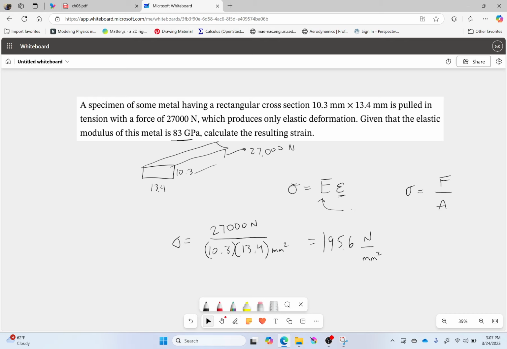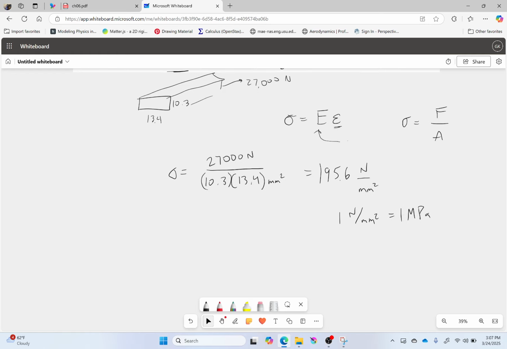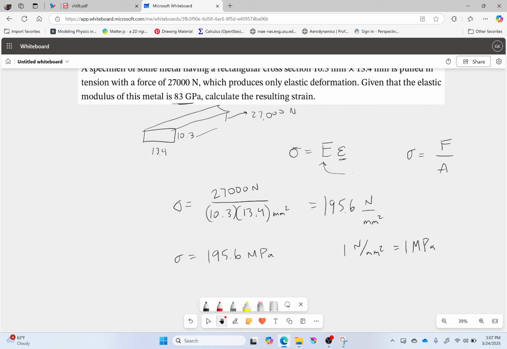Now, that doesn't look very important to you, but I'm going to tell you something that is magical for all these kind of problems. A newton per millimeter squared is actually equal to a megapascal. So if you got newtons and you got millimeters squared, just keep it, people. It makes it a lot easier on you. So my stress is actually equal to 195.6 megapascals. And this is enough for me to go ahead and start solving the problem, as long as I can see what E is.